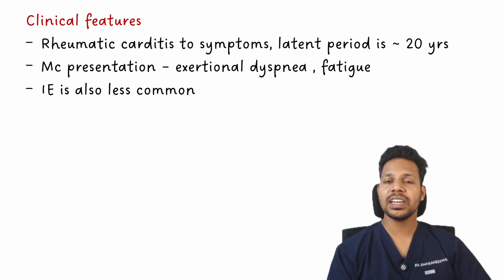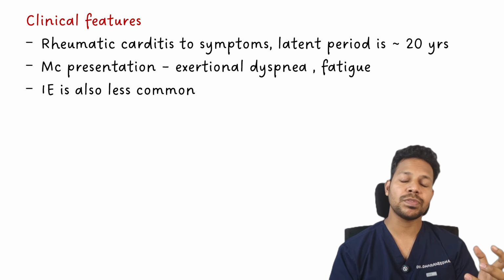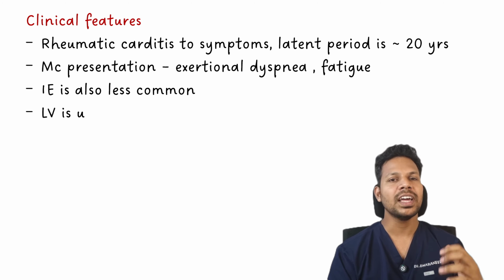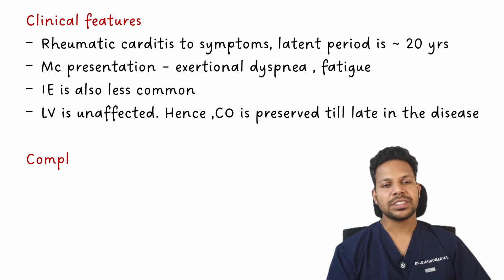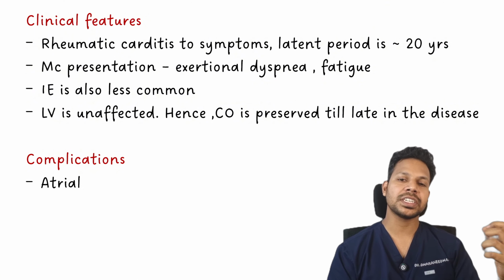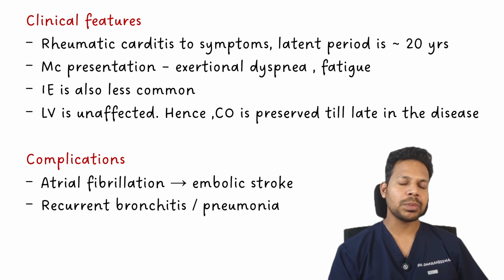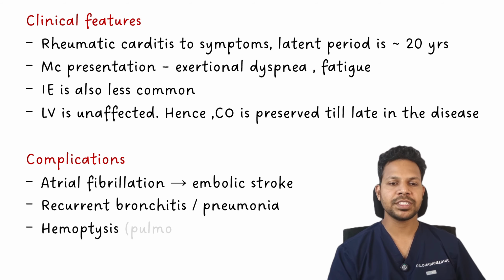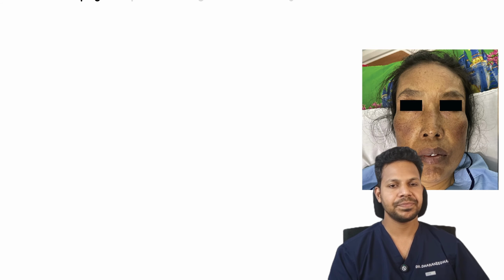As you can see, the left ventricle receives less blood, and there is no significant pressure overload or volume overload on the left ventricle, and the cardiac output is relatively preserved till late in the disease. What are the complications? Atrial fibrillation, because of the unrelenting left atrial pressure, can result in left atrial enlargement and atrial fibrillation that can eventually progress to thrombus, embolization, and stroke. Recurrent bronchitis or pneumonia can occur because of the pulmonary venous congestion, and hemoptysis because of the pulmonary venous congestion and rupture of the bronchial and pulmonary venous connections.